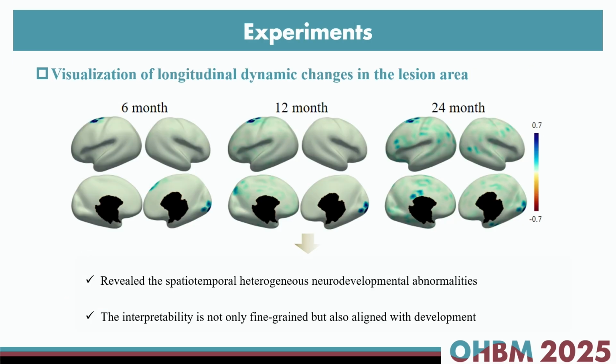Moreover, NeuroExplainer has revealed the spatiotemporal heterogeneity of neurodevelopmental abnormalities in autistic children of different ages. At 6 months old, the brain regions of primary focus are mainly related to the motor area and visual area. By 12 months, it gradually affects the memory system, and at 24 months, the developmental abnormalities involve brain regions related to social-emotional functions. These findings confirm that the interpretability of NeuroExplainer is not only fine-grained, but also aligned with brain development.